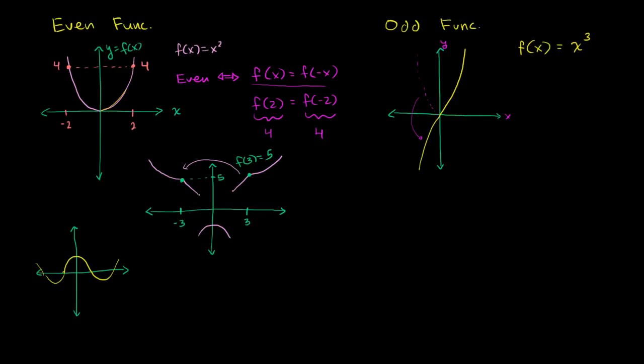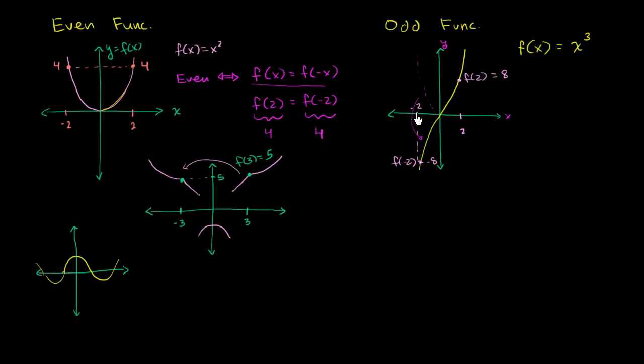And if you try to do it with a particular point, and I'm doing this to kind of hint at what the formal definition of an odd function is going to be, let's try a point. Let's try 2 again. If you have the point 2, f of 2 is 8. So f of 2 is equal to 8. Now what happens if we take negative 2? f of negative 2, negative 2 to the third power, that's just going to be negative 8. So f of negative 2 is equal to negative 8.